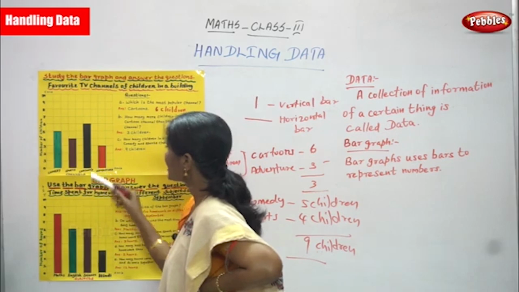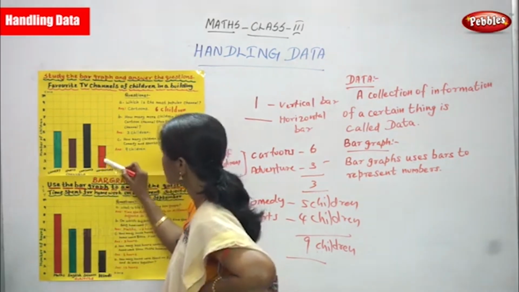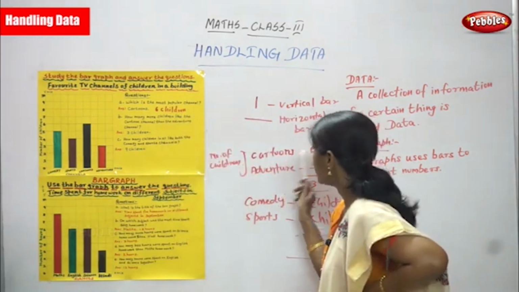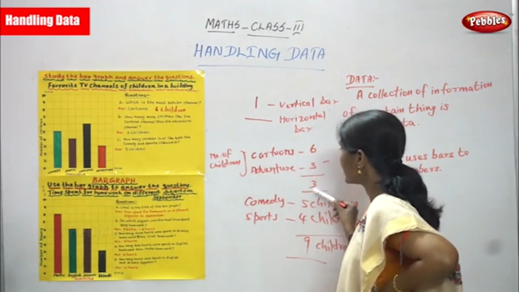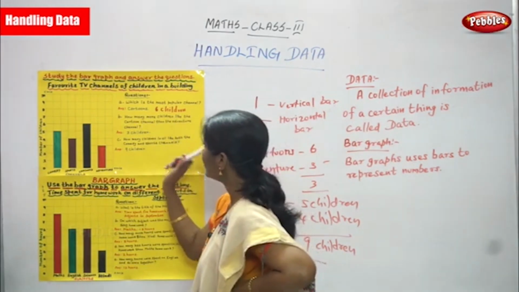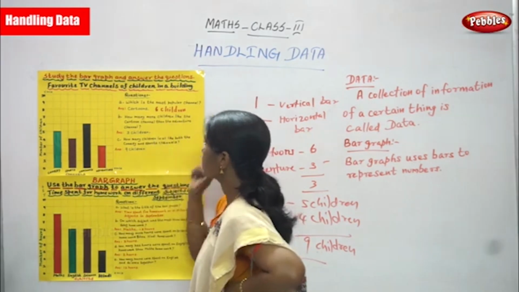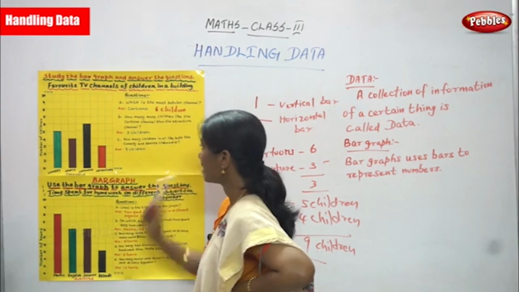So compare, 6 minus 3. They ask how many more children. So 6 minus 3, you can get what? The cartoon channel is watched by 6 children. The adventure channel is watched by 3 children. 6 minus 3, you can get 3. So how many more children like the cartoon channel than the adventure channel means 3 children. Only 3 children. 3 more children. That is the right answer.